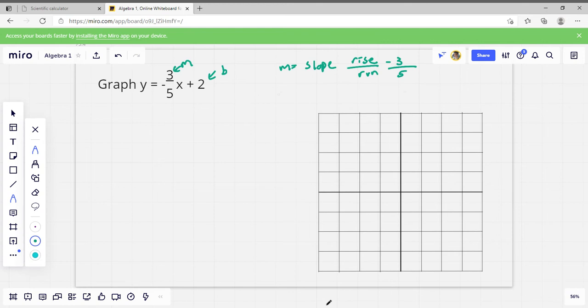All right. B is our y-intercept, and that's +2. So that means this y line right here, I'm going to make a mark on +2. All right, now I'm going to use my slope to draw the rest of the line. So I want to go down 3 over 5. 1, 2, 3, 1, 2, 3, 4, 5. It'll be over here.